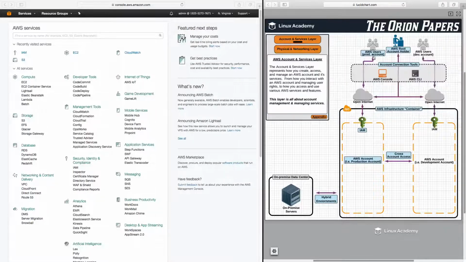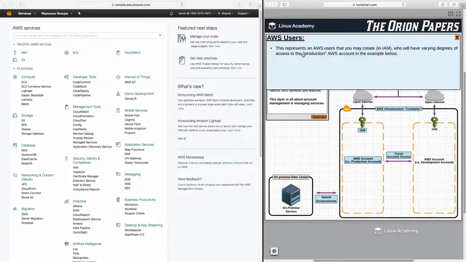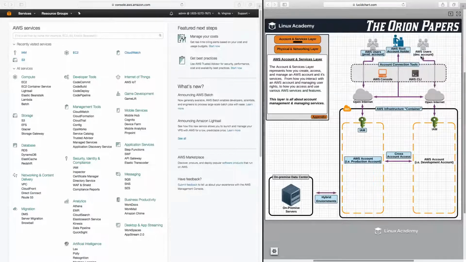Next, we have AWS users, and this represents users that may be a part of your company or people that you grant access to your AWS account. In this scenario, we have AWS production users. If you click on that, there is a brief description explaining what this represents. And then also AWS users in a different section, which I'm calling developer users. They have access to our developer account.